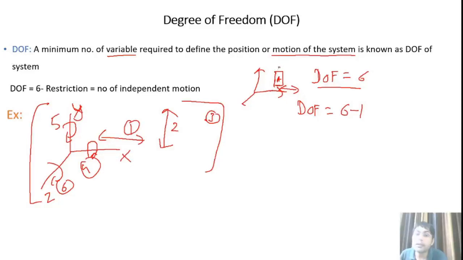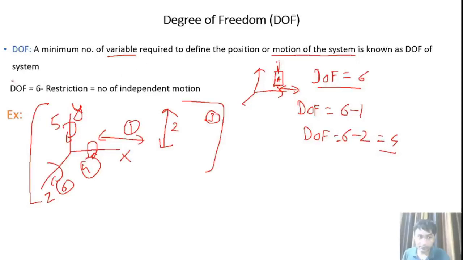Now if I stop its motion about y-axis also, then what is the degree of freedom? It cannot translate along x, and it cannot translate along y either, because there are 2 restrictions. One is along the x-axis, another is along the y-axis. So degree of freedom is equal to 6 minus 2, which is 4.